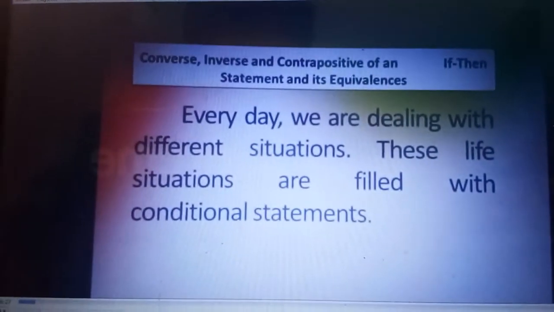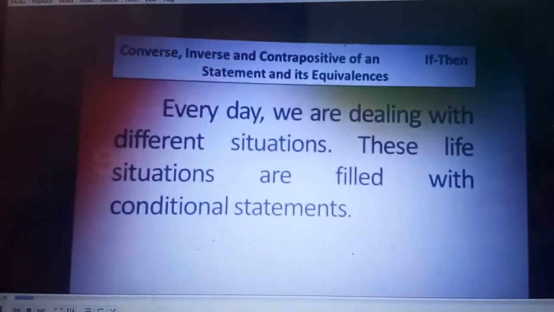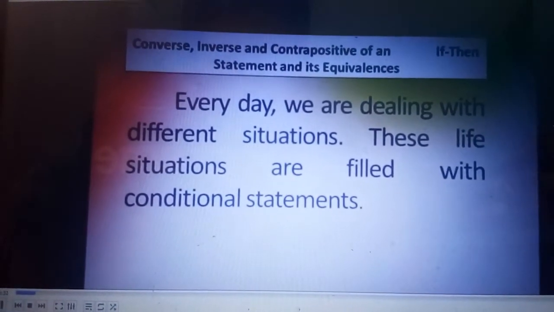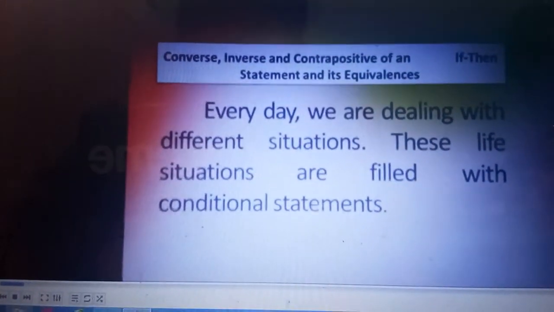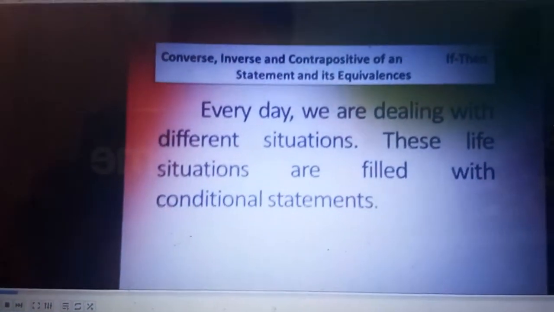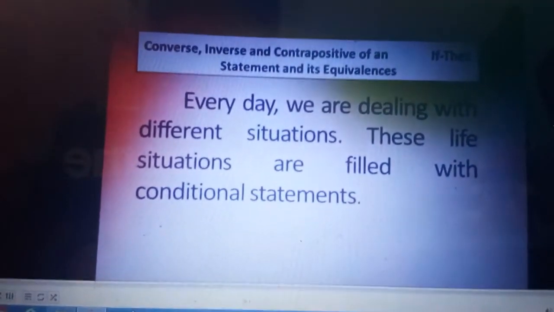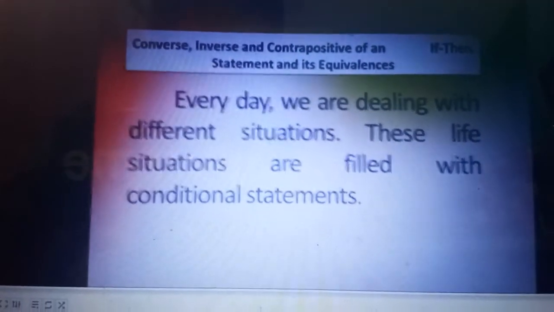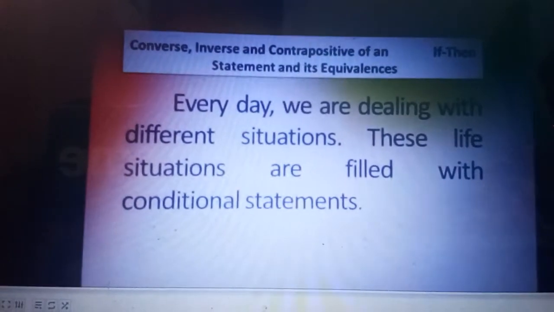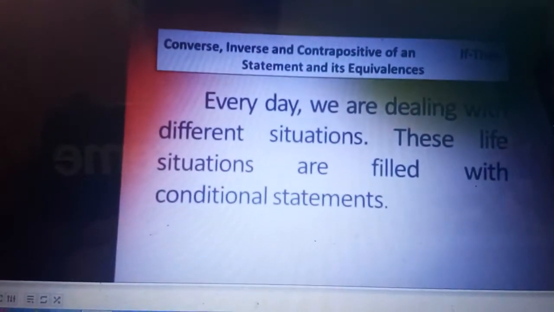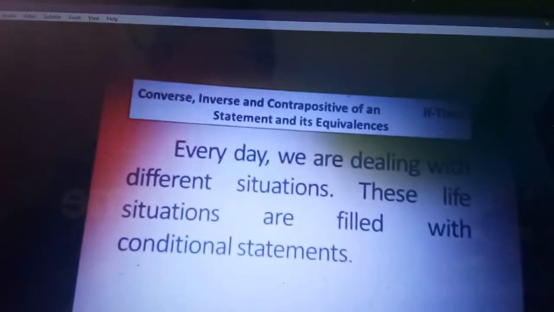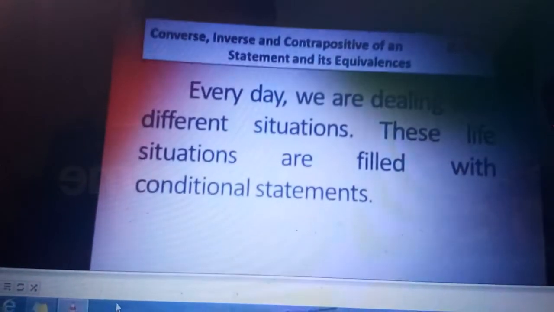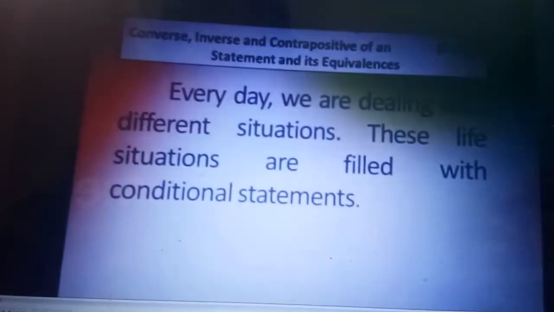Converse, inverse, and contrapositive of an if-then statement. In everyday life, we are dealing with different situations. This life situation is filled with conditional statements, the if-then statement. Again, if is the hypothesis, then is the conclusion statement.